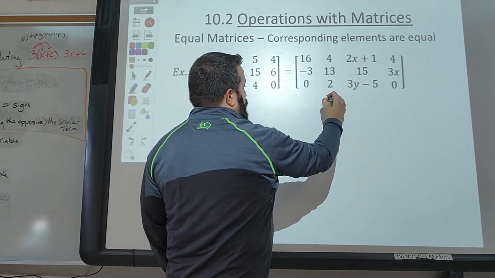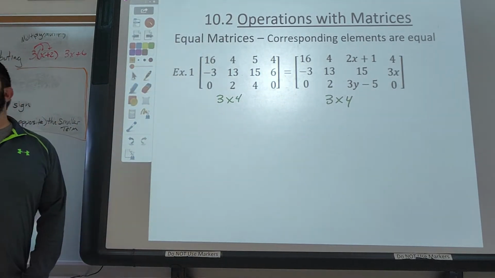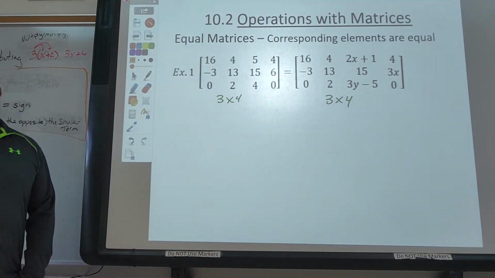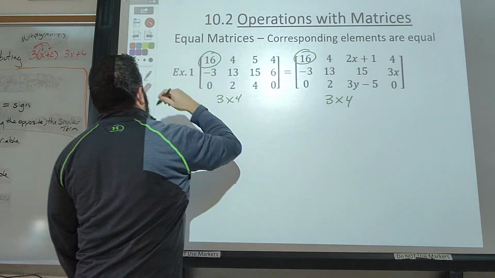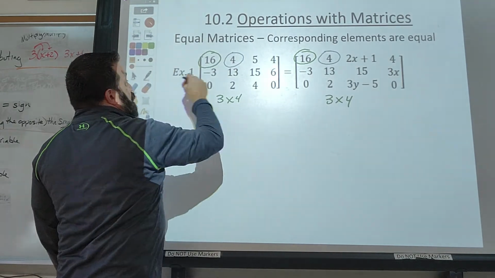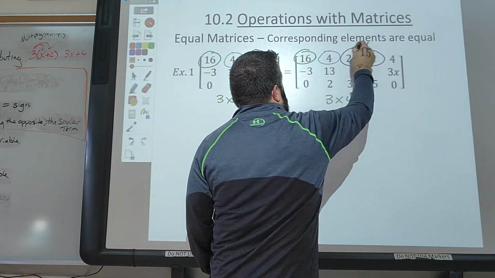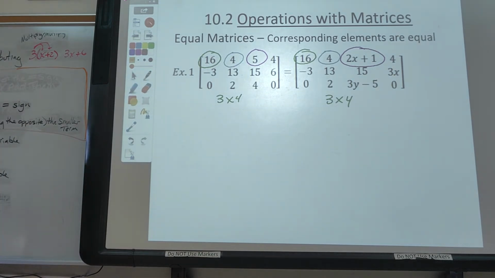This one is also a 3 by 4. It also has 3 rows and 4 columns. So for you to have 2 equal matrices, they have to be the exact same dimensions, because every element over here has to have a corresponding element over here. So 4 has a corresponding element over here, and 5 has a corresponding element here. And then that's where we get into the fact that the first 2 that I circled, 16 and 16, they were the same because these are equal matrices. The second elements I circled, 4 and 4, they were the same.